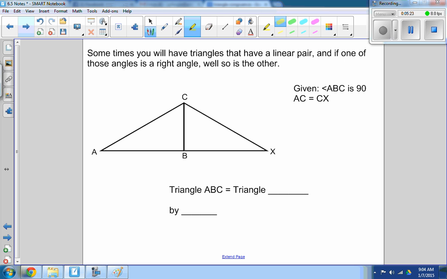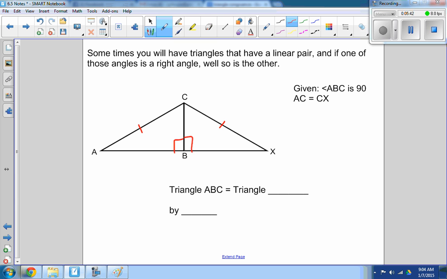Now let's look at another scenario. Sometimes we'll have triangles where there's a linear pair, and if you have one of those angles as a right angle, well, so is the other one. So if this is a right angle, ABC is 90, we know the other one has to be 90 because it's a linear pair. We're given AC is congruent to CX.